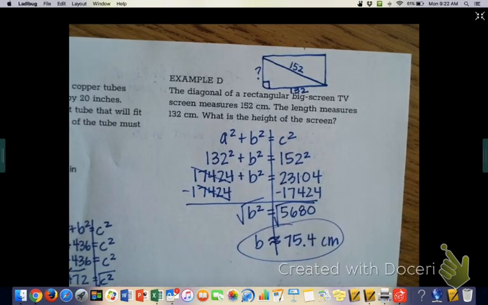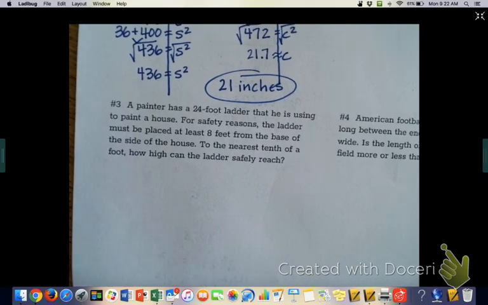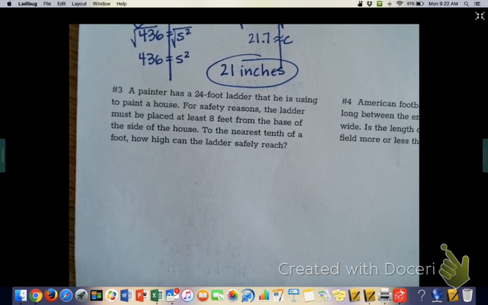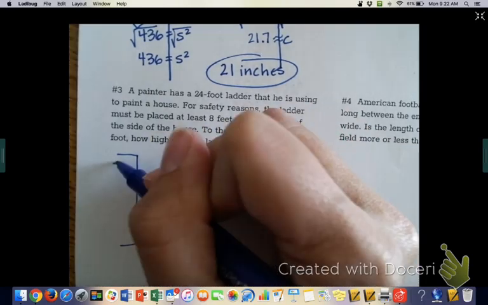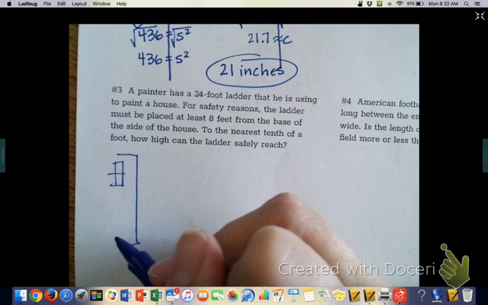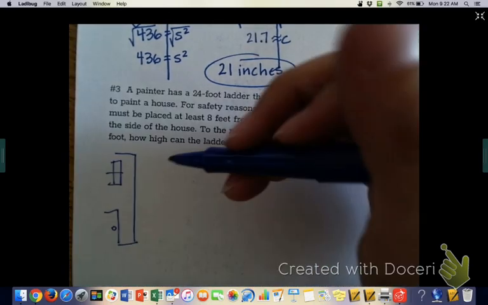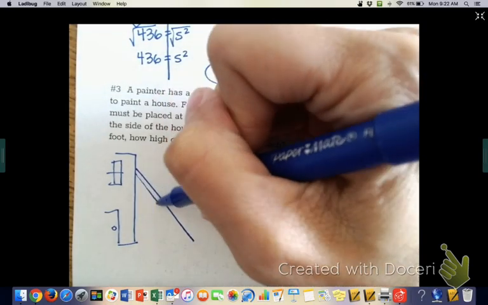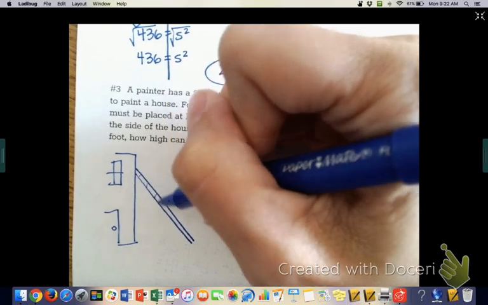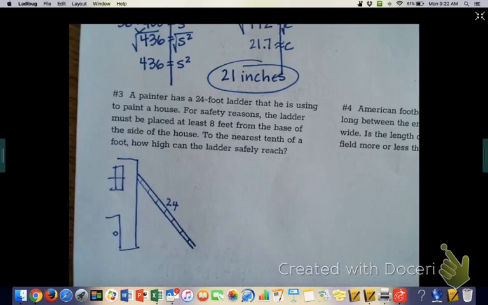Number 3. A painter has a 24-foot ladder that he's using to paint a house. All right, I'm going to have to draw this. Here's the house. Don't make fun of my artwork. He has a 24-foot ladder. Here's the ladder, and it is a 24-foot ladder. So that's 24 feet. He's using it to paint a house.